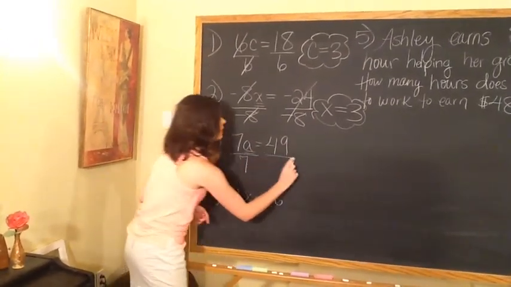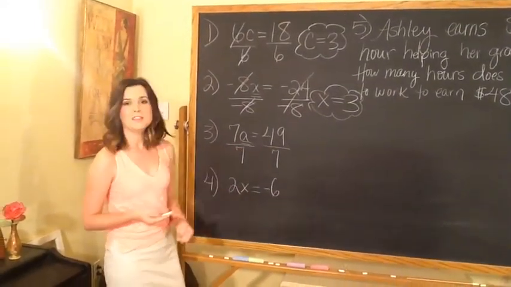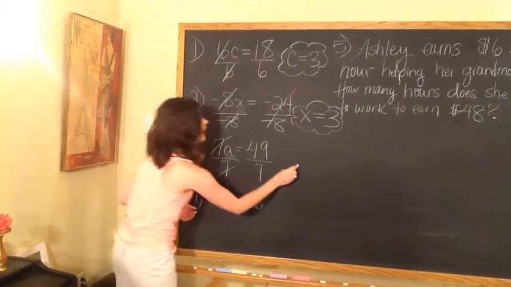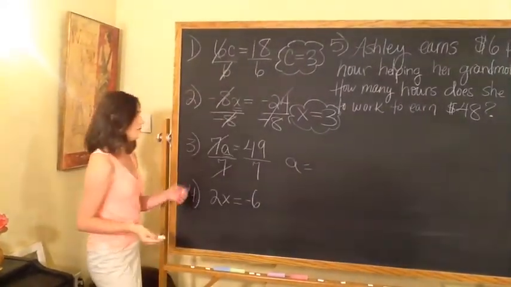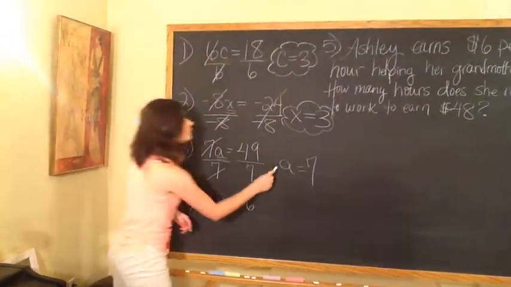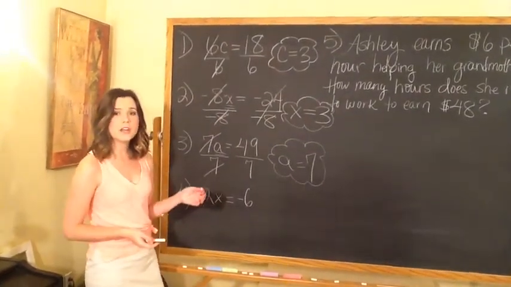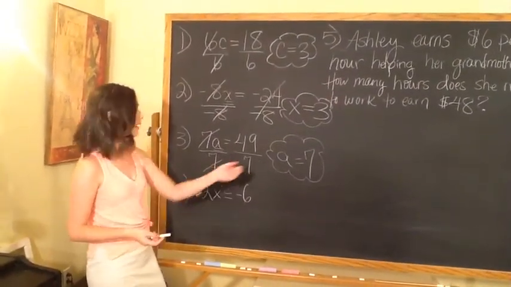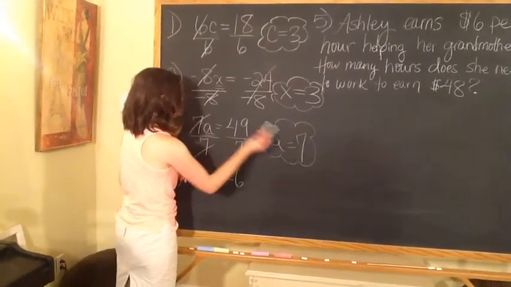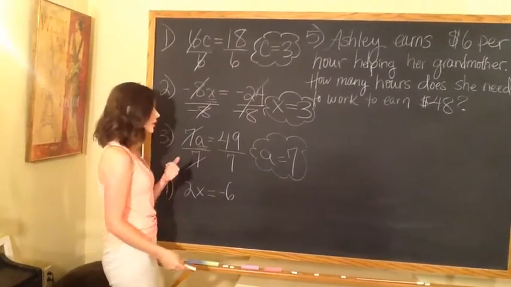And because of the division property of equality, it says we can divide by 7 on both sides, and we're okay. So if we divide 7 by 7, we get 1. So we're going to get a is equal to 49 divided by 7, which gives you 7. So it should be a is equal to 7. Now, if you remember what I said a little bit earlier, you can check yourself. So let's go ahead and check ourselves real quick. A is equal to 7, so that means we need to plug in 7 for a. If we did 7 times 7, we will get 49, and we're good.